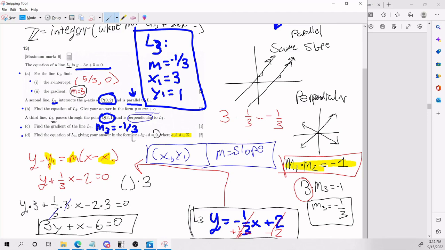And that is part D. They have the same form. All right, that is how you solve this problem.